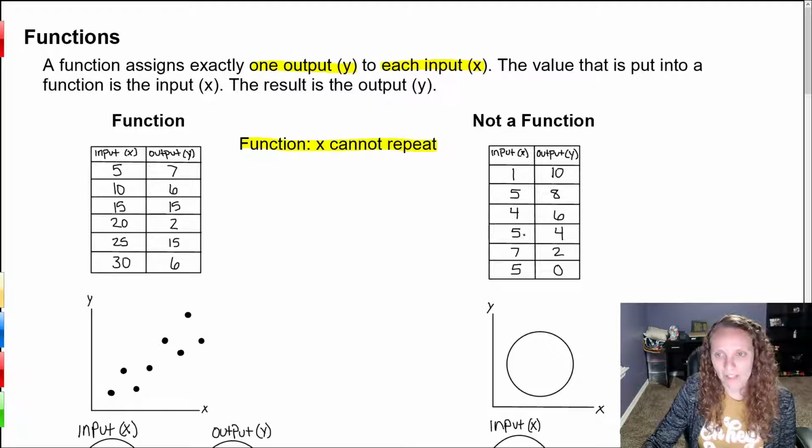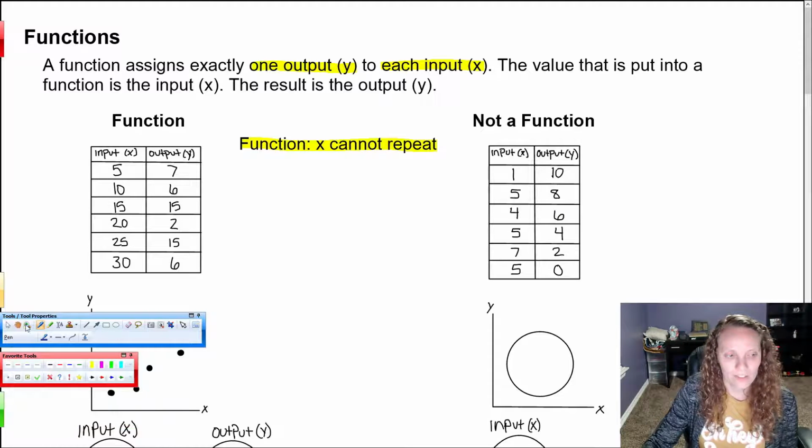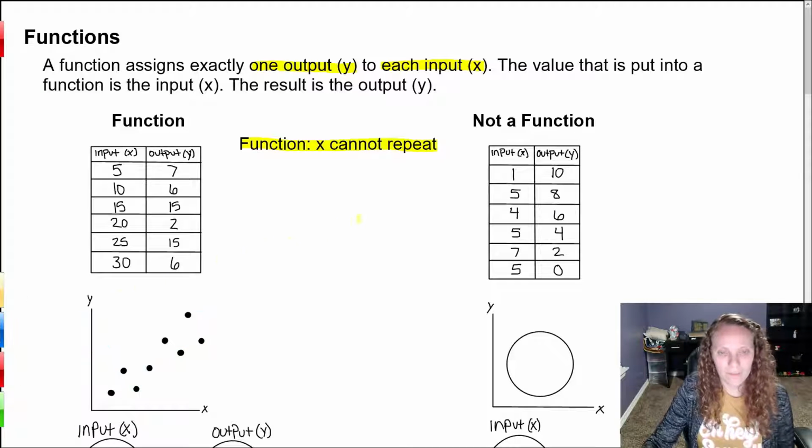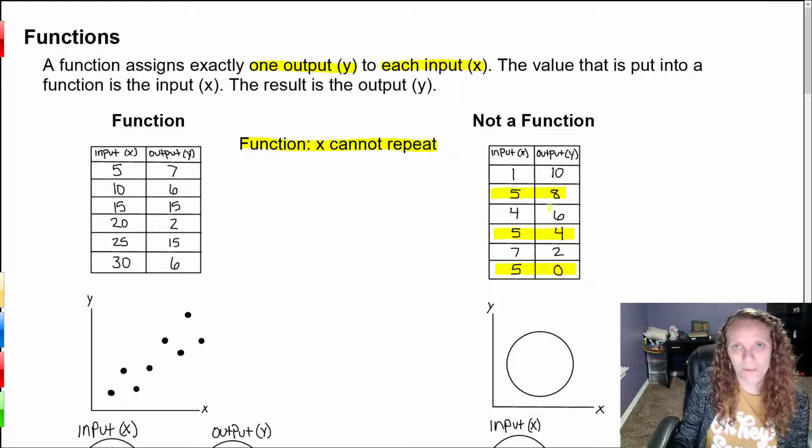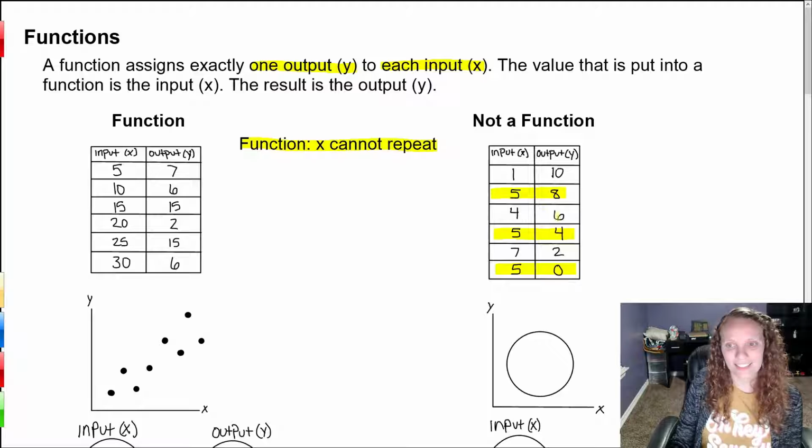Now this table right here over on the right side is not a function. So we're going to look and see where an X value repeats itself. So I see a 5 here, here, and here. Because 5 for the X's showed up more than once, this is an example that is not a function.